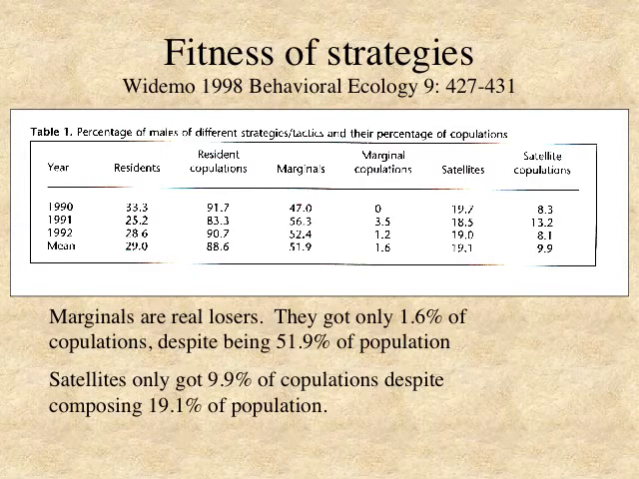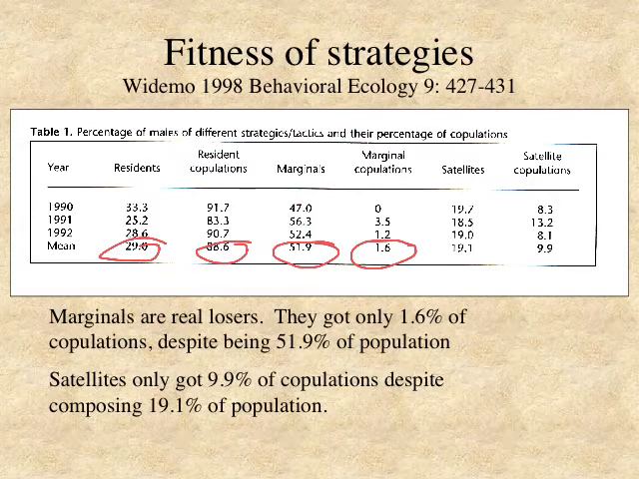And the first thing you can really see is that the marginals are real losers. So the average percentage of the population that are marginals is basically 52%, and they got only 1.6% of the copulations that were observed. So they're definitely losers. The residents are 29% of the population and get 88% of the matings. So this resident versus marginal difference is certainly meeting our prediction that they have unequal fitness, and the marginals are kind of losers here.